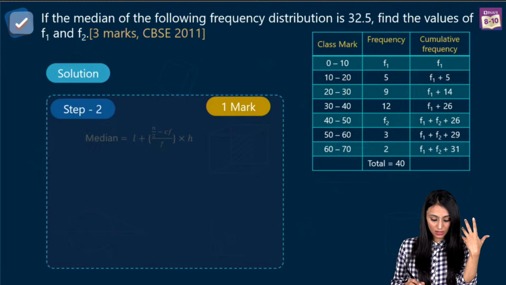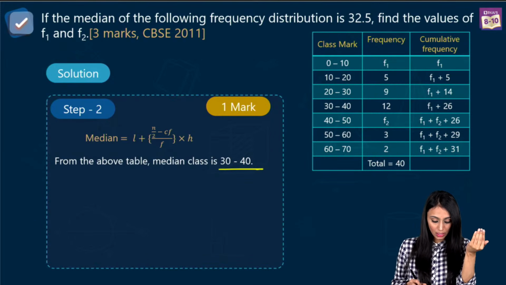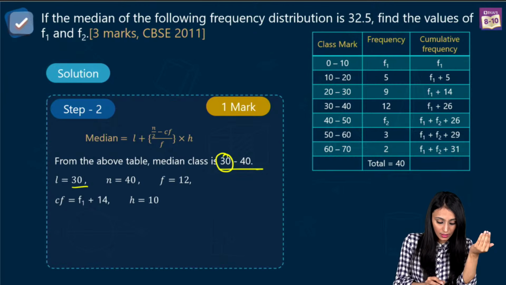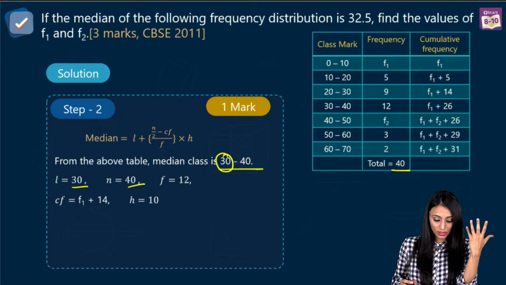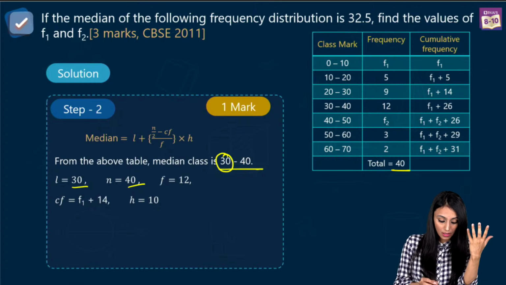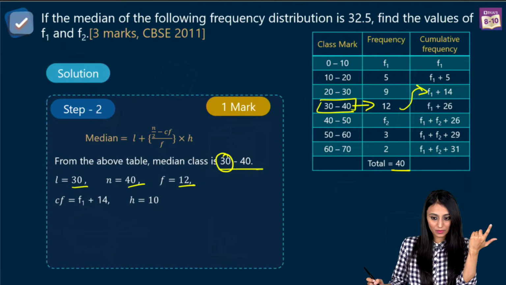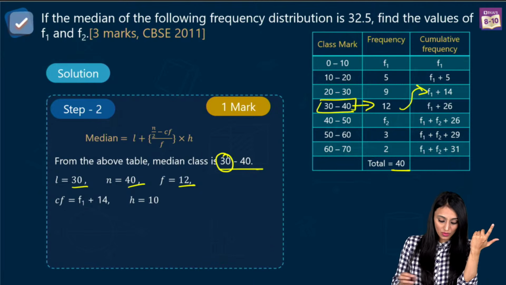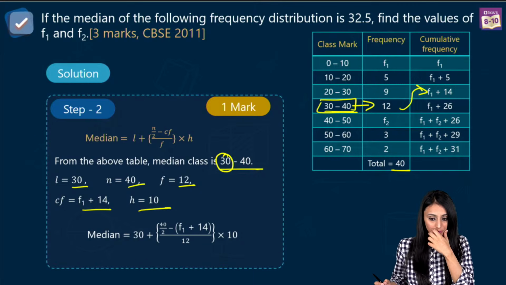So this is the median formula: L plus N by 2 minus CF by F into H. The median class, as we discussed, is 30 to 40. From here we have the lower limit, which is 30. N is the sum of all the frequencies, that's 40. Now comes the main step. We consider the frequency of the median class itself, but the cumulative frequency of the previous class. So we have F1 plus 14 as the cumulative frequency. And what is the class size? Upper limit minus lower limit, that's 10. H is 10 here. Let's put everything in the formula.